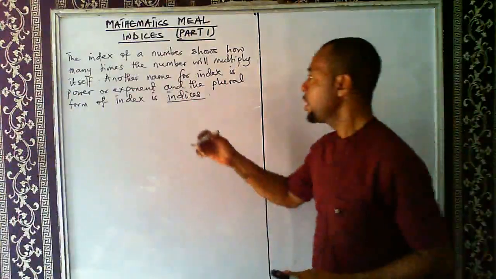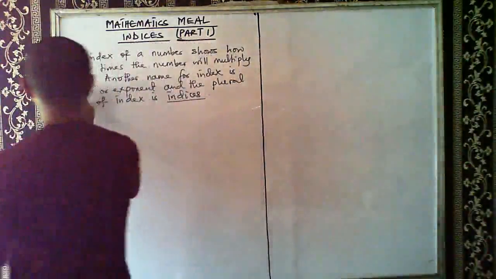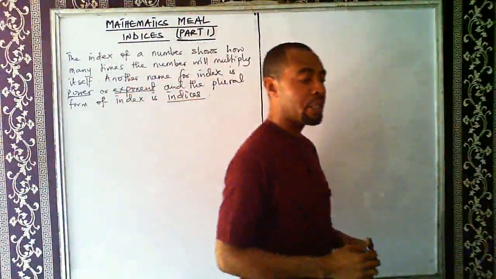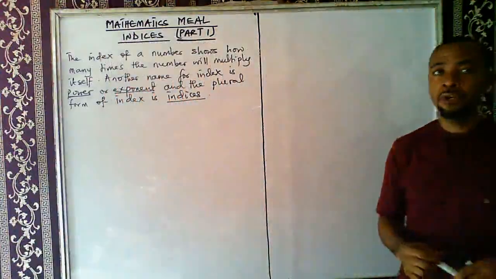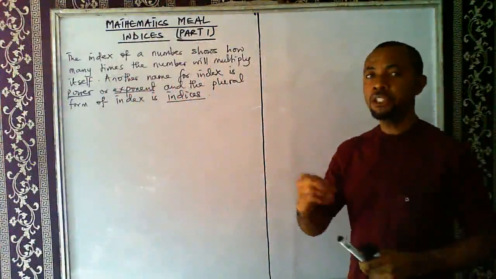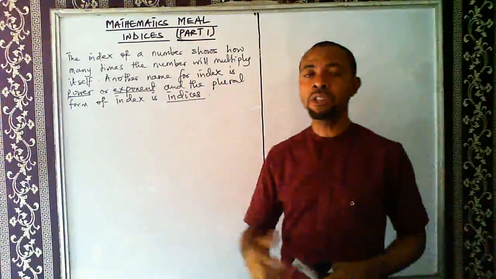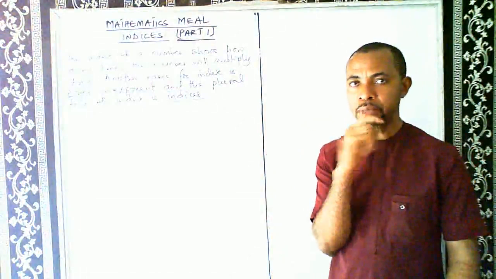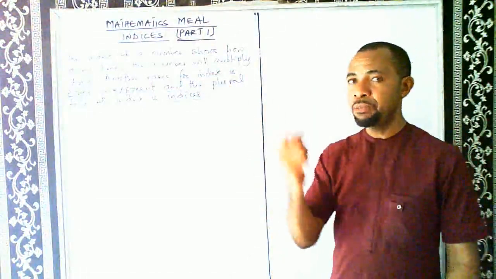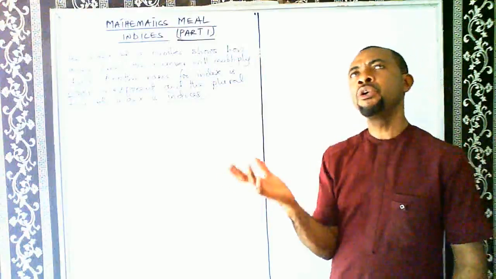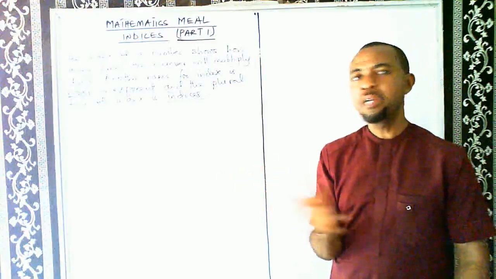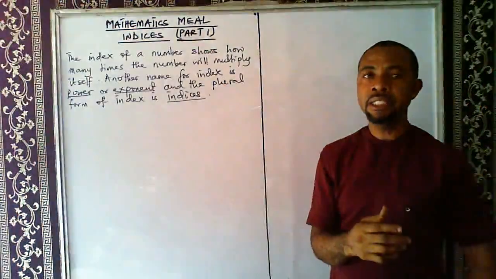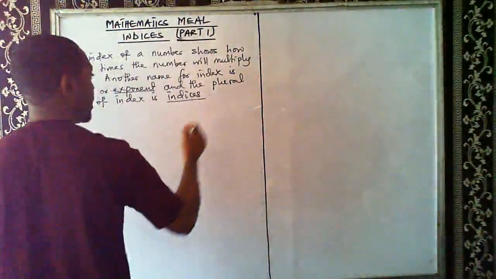So another name for index is what? Power. So when you hear power or exponent, they are also talking about the index of a number. So we said the index of a number shows how many times the number will multiply itself. So how do we know that a number is in index form? That's the next question. We have written a lot of numbers before, so how do we know when a particular number is in index form?